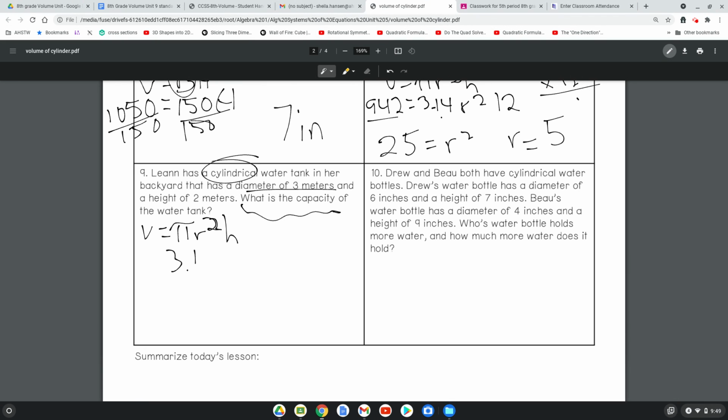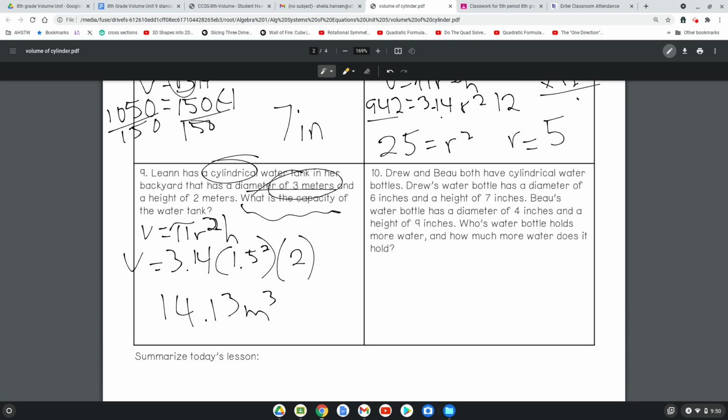So we know pi. We don't know volume. The diameter is 3, so the radius is 1.5 squared, because we got to cut it in half. Then we got to square it. And then we got to times by the height. So you do 1.5 times 1.5 and then times the other numbers. And you should get 14.13 meters cubed.